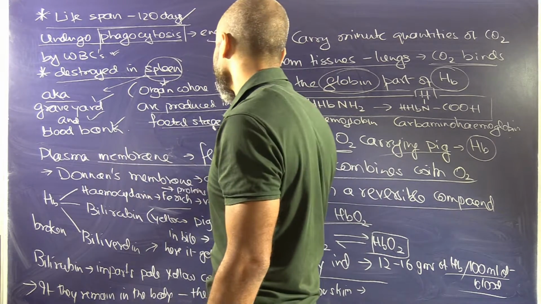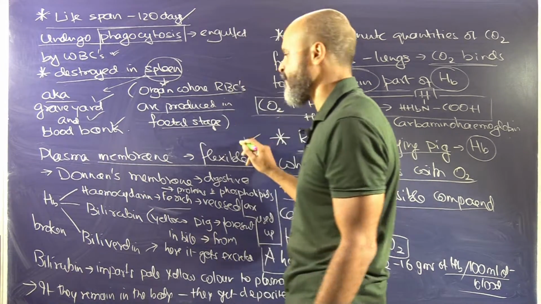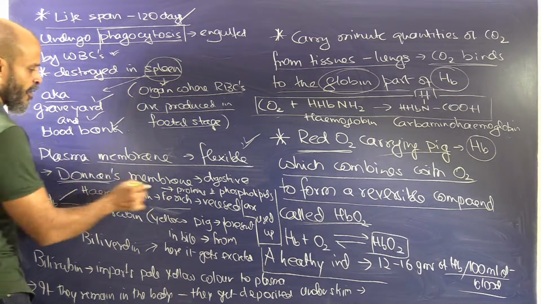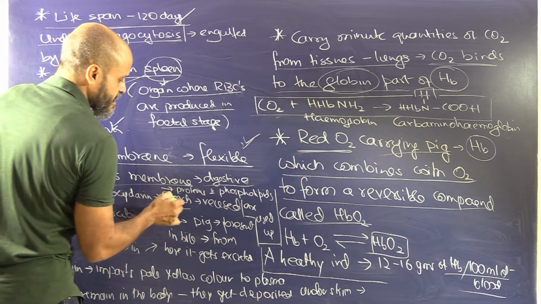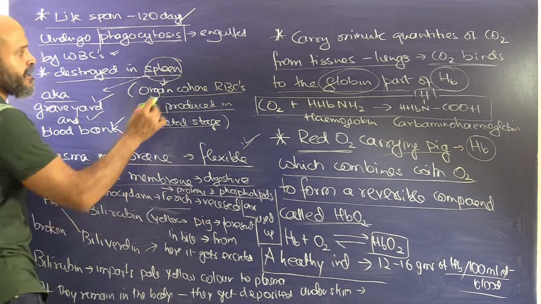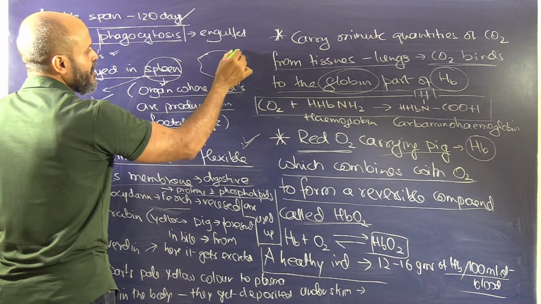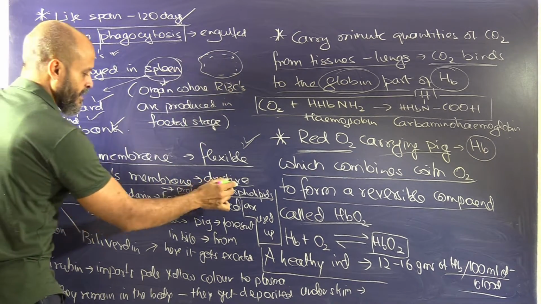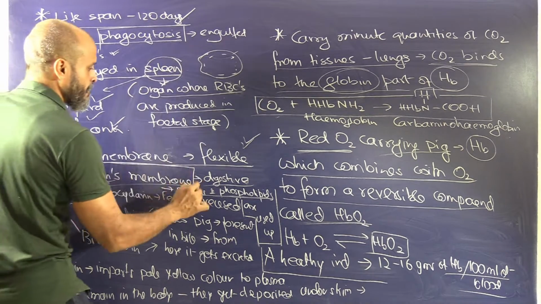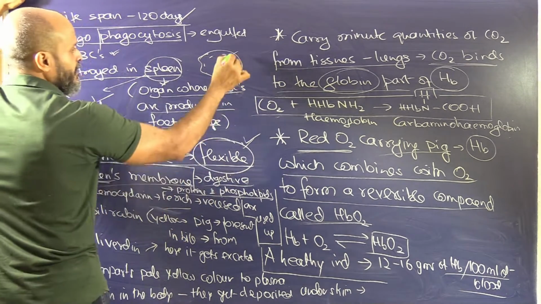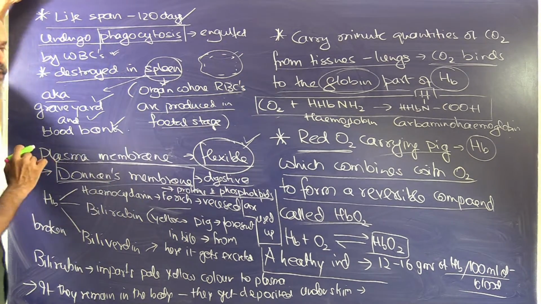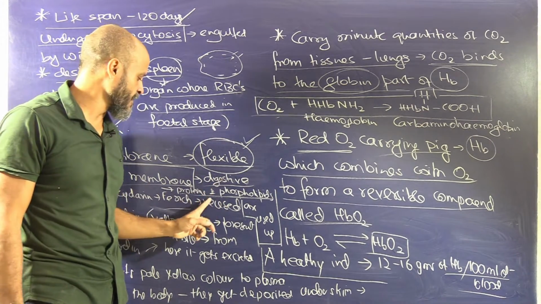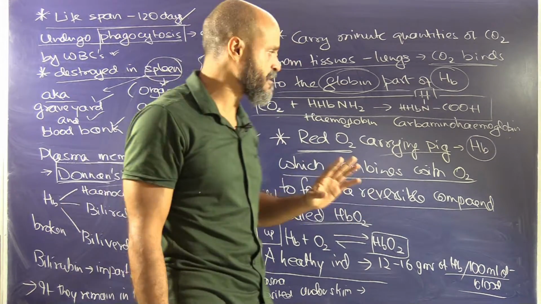The plasma membrane of RBCs is very flexible basically. It is also known as the Donans membrane. It is very digestive. Once the RBC dies, all the proteins and phospholipids are digested by the plasma membrane. The plasma membrane of RBCs is a very flexible membrane, also known as Donans membrane, and it will digest all the proteins and phospholipids present.